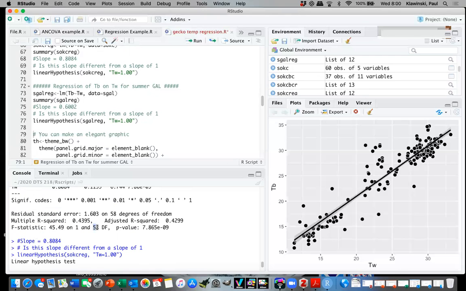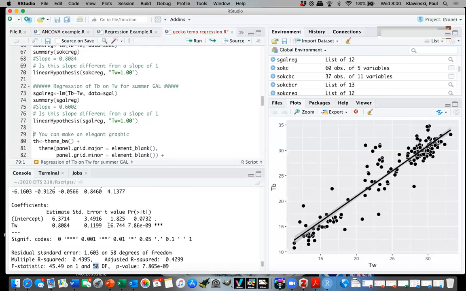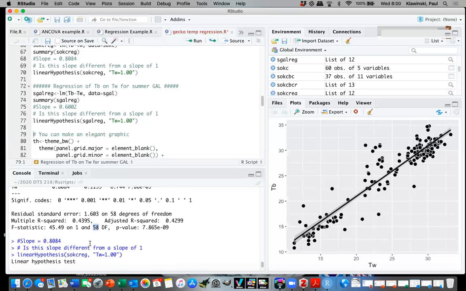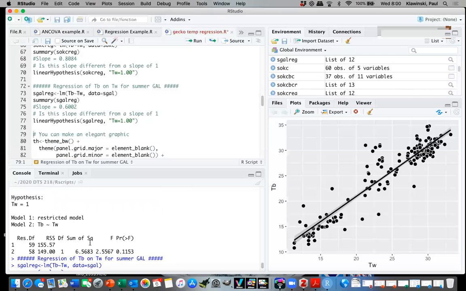So always be paying attention to degrees of freedom, because that's going to be useful to know. And this will become more important in a few minutes when we get to the body condition data.